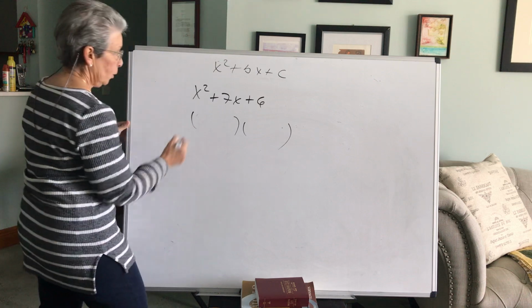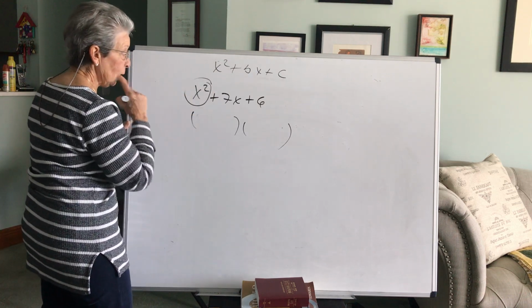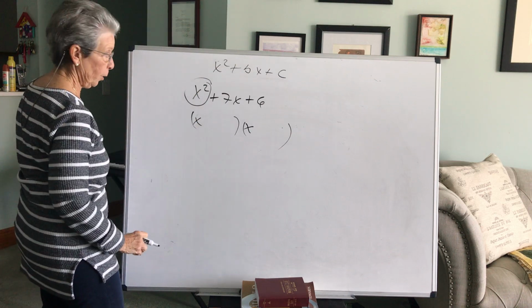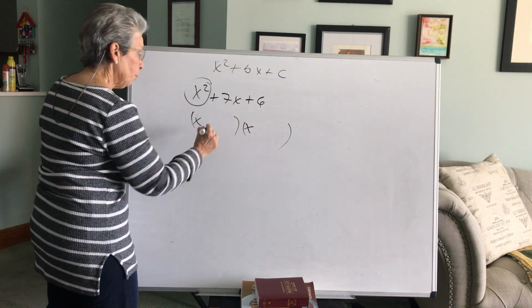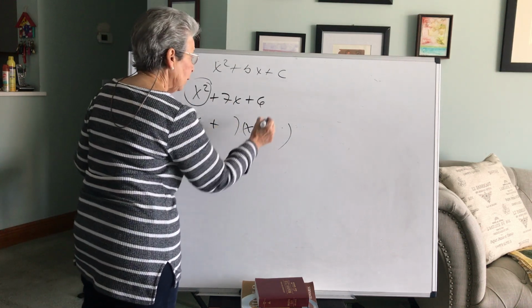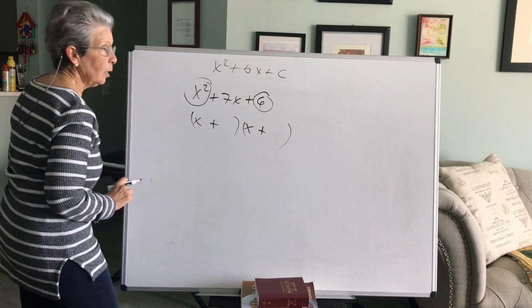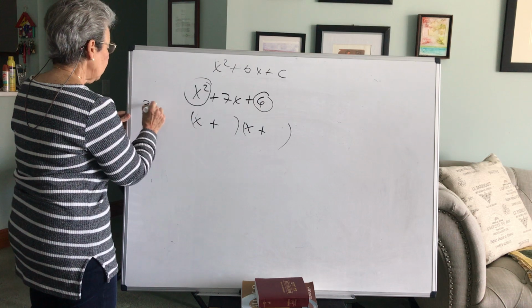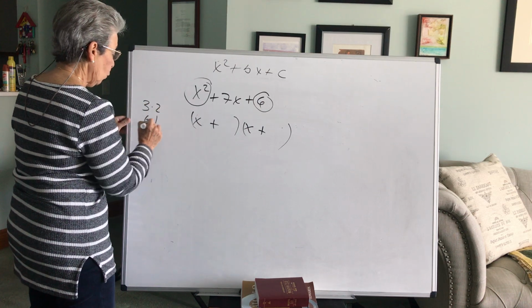Two parentheses. The first term is x. You write here x and x. When you multiply them, you get x squared. All the terms are positive, no problem with the sign. Now you have to study this number, 6. What are the factors of 6? 3 times 2 is 6 and 6 times 1.